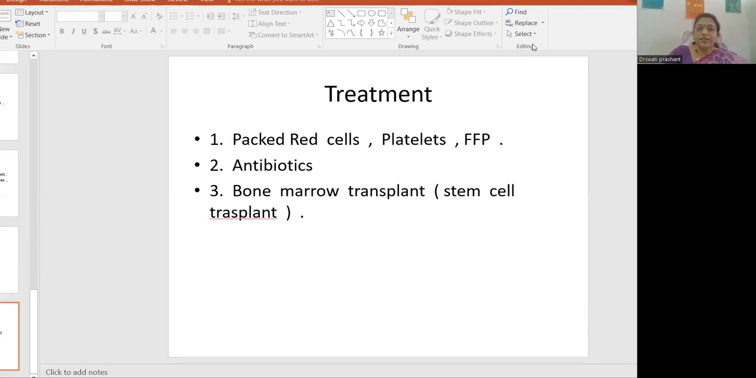Then blood transfusions: we have to give multiple packed red cell transfusions, and platelet transfusions to avoid bleeds. To increase the WBC count, we have to give fresh frozen plasma till the patient starts responding and till the infection rate goes down. But the ultimate answer for aplastic anemia is bone marrow transplant, that is, stem cell transplant.